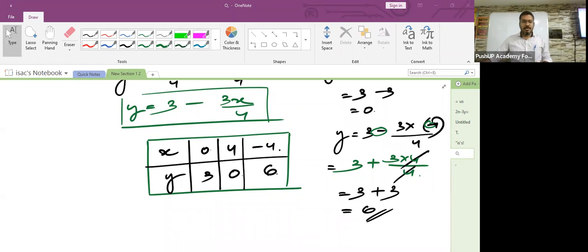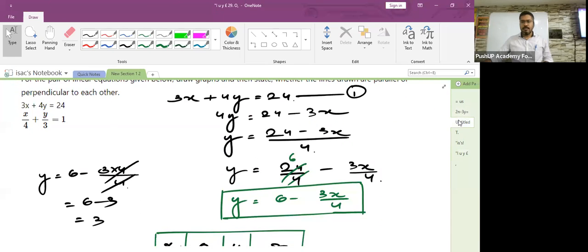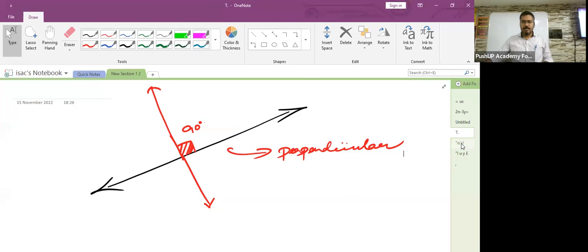Now I want you all to draw the graph for this table. They both are parallel. Yes, sir. You also got parallel. Very good.